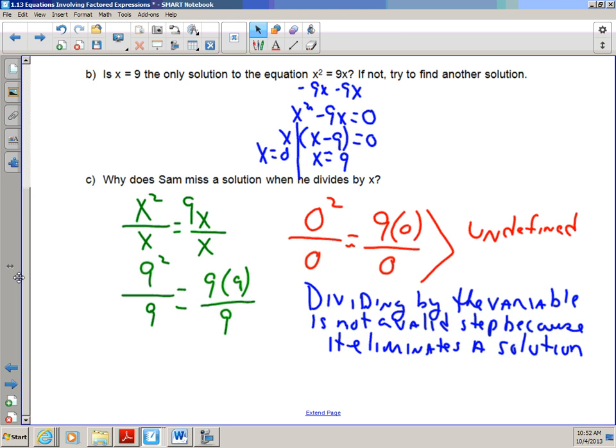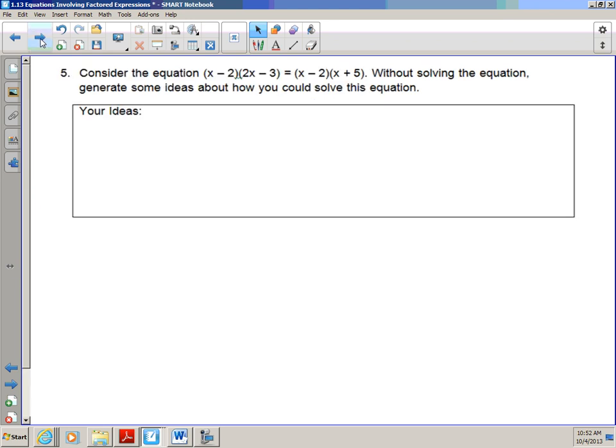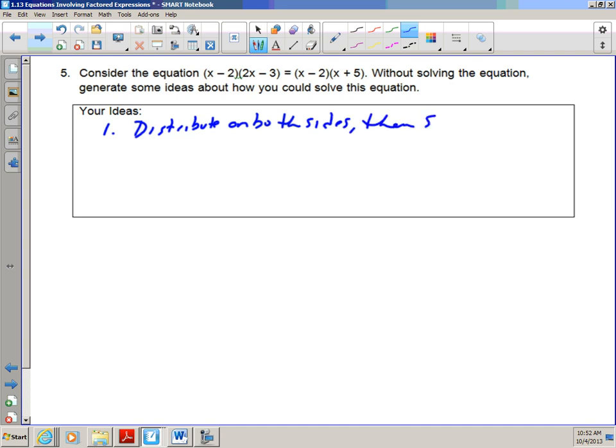Now, let's turn to the back. We have the following equation, and we want to first identify 3 different ways that we can solve it. Well, one way, which you saw in some of the homework problems, is I can distribute on both sides and then set the equation equal to 0. We're going to work through that.